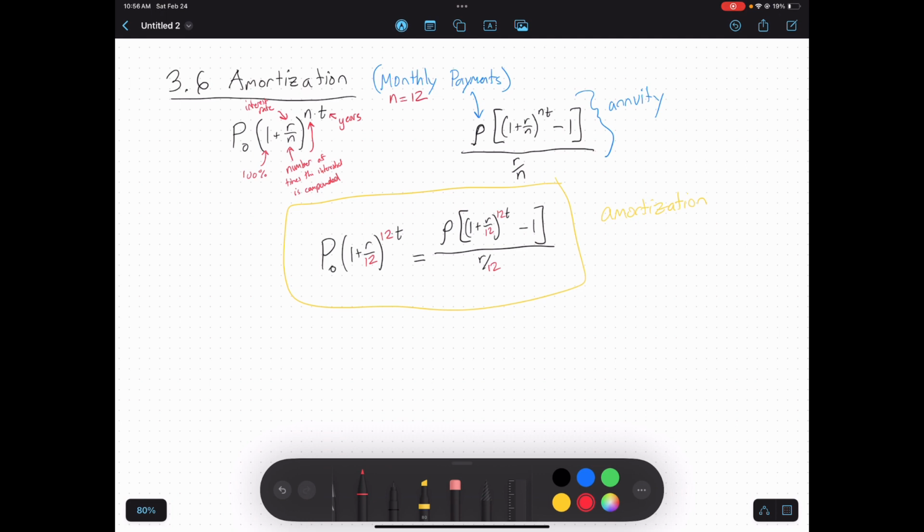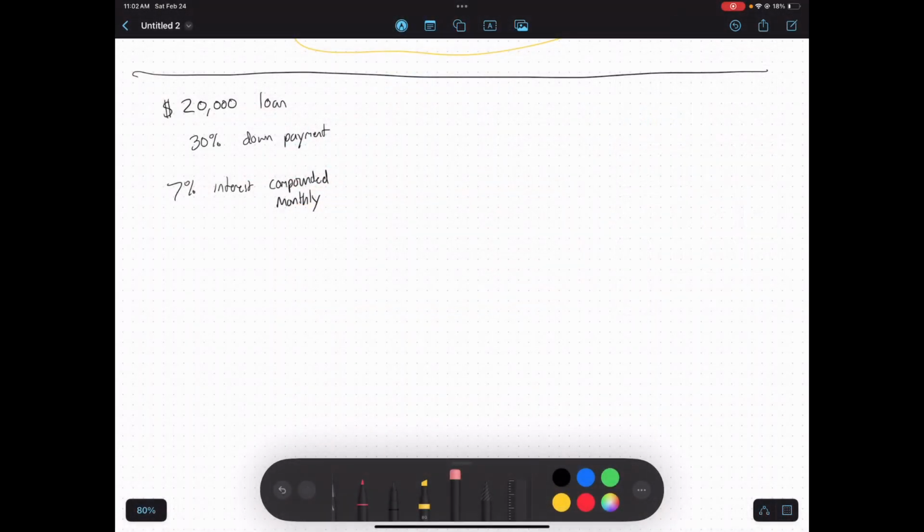So let's look at a couple examples where we get to use this. Okay, so let's look at our first example. We're going to go car shopping here. So let's say we go car shopping, we find a car that we like, costs $20,000. That means since I don't have that money on me right now, I'm going to need a $20,000 loan. But let's say we do have enough on us to do a 30% down payment. Okay, what does that translate to? Let's see, 30% of 20,000 is 6,000. So we have enough to make a $6,000 down payment.